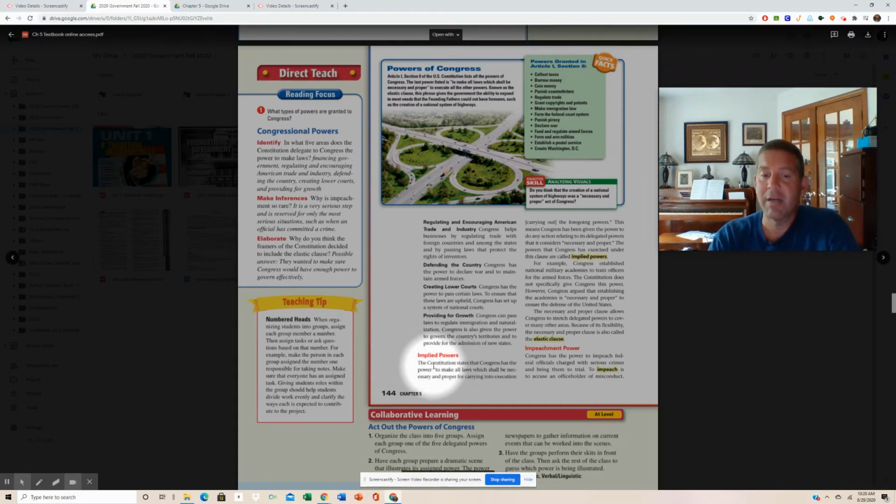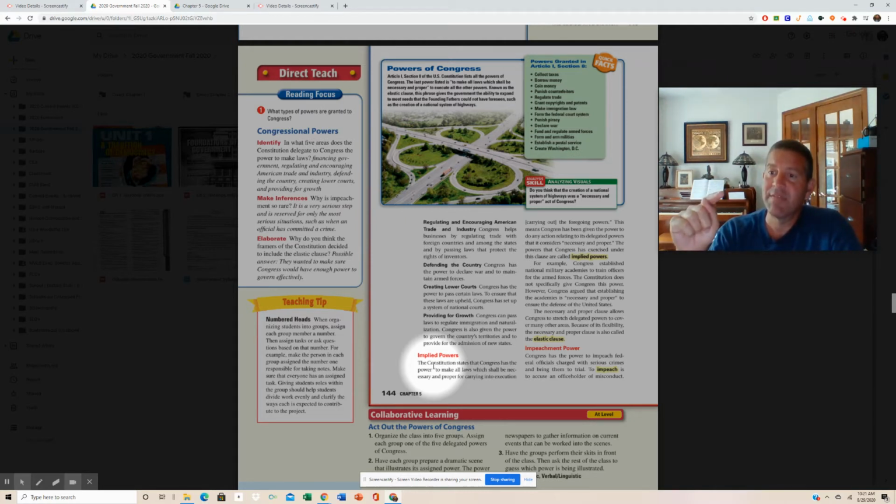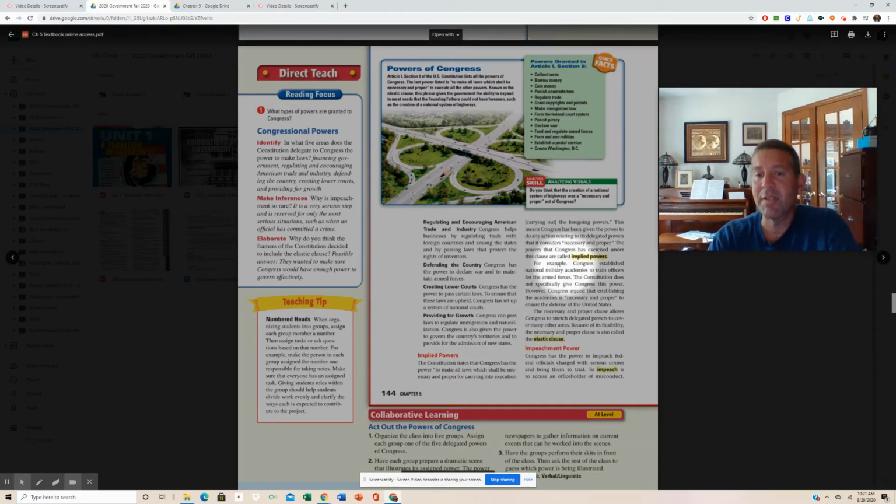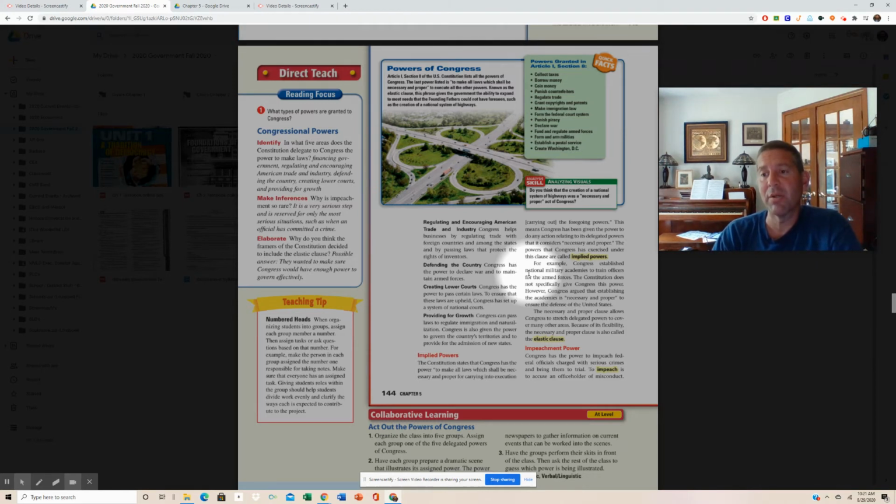The other kind of power Congress has is implied powers. And implied means that even though that's not specifically in the Constitution, Congress, in order to carry out its job of doing all of those other delegated powers, certainly has more powers than just what's listed there. And so those are called implied powers. And part of the Constitution says that Congress can pass anything necessary and proper, the necessary and proper clause in the Constitution, to carry out its duties.